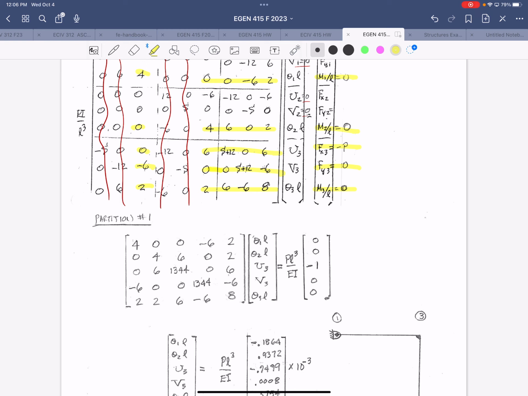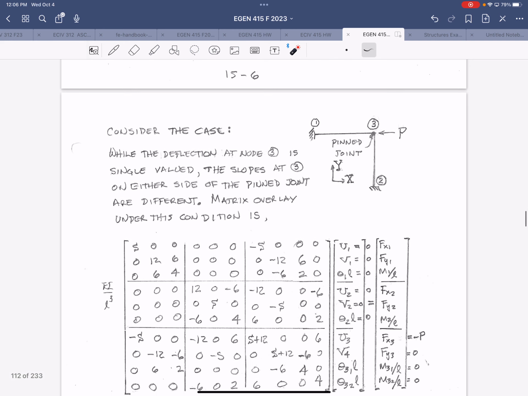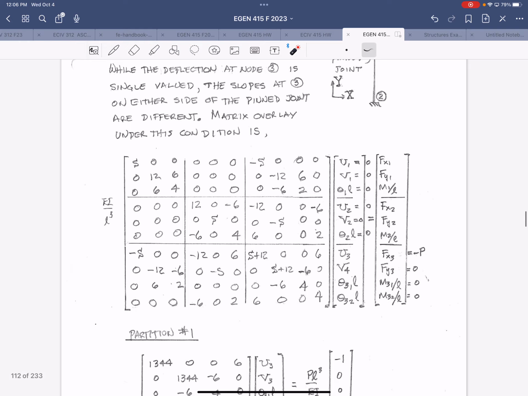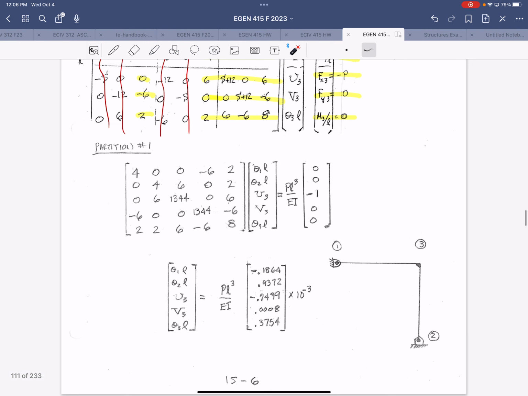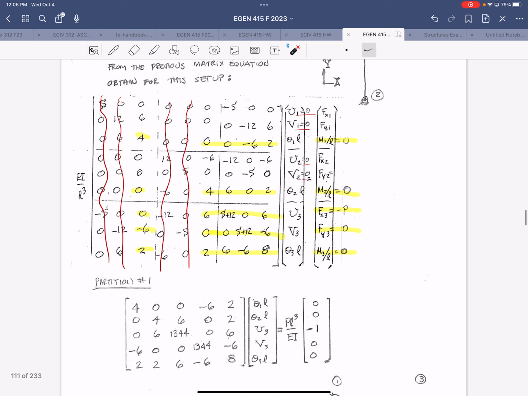solve that for the unknown displacements in terms of the applied load P, and then use that result to obtain our second partition. I guess, yeah, so this example just shows the first part of the solution, right? Solving the first partition. But if you wanted to complete the problem, you would use that result, plug it back into the overall matrix, but only worry about the remaining rows that are associated with the reactions, and then solve for those reactions.